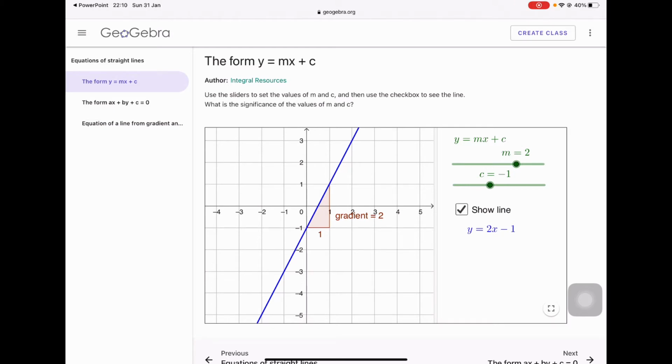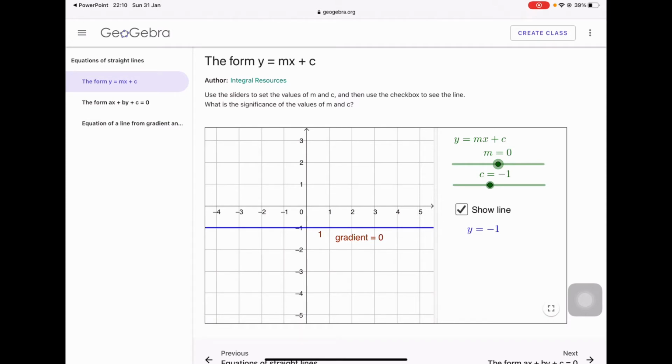But if I change the gradient, let's see what's going to happen. So the gradient's getting steeper, right? Because the higher the gradient, the steeper the line. Now let's decrease the gradient. M equals 0. Watch what happens to the line. Of course, it's just a horizontal line.